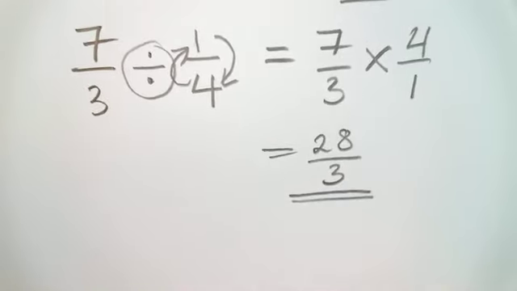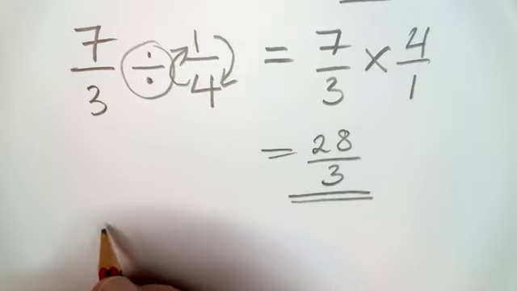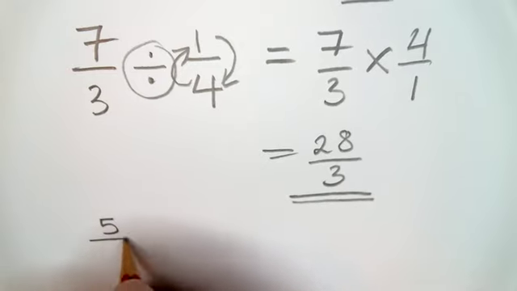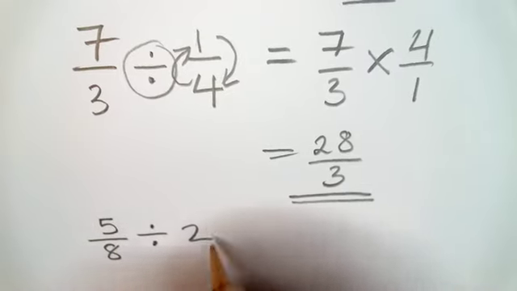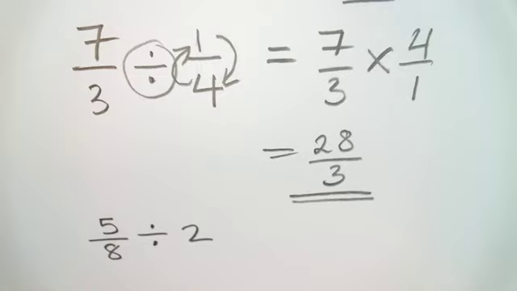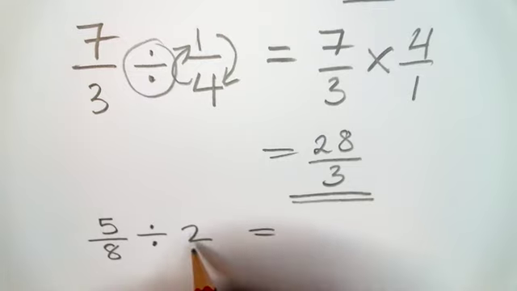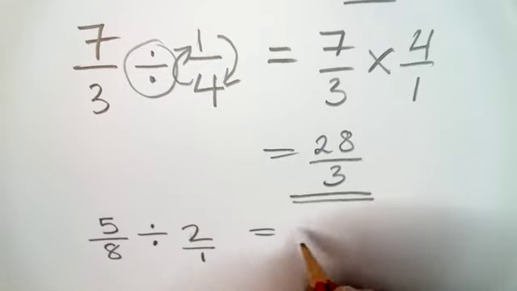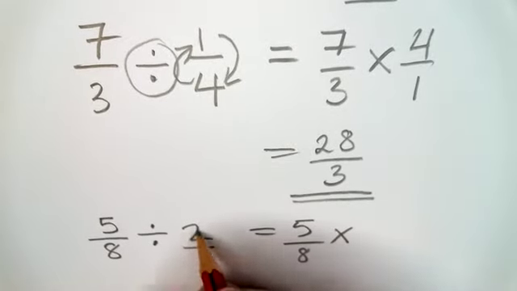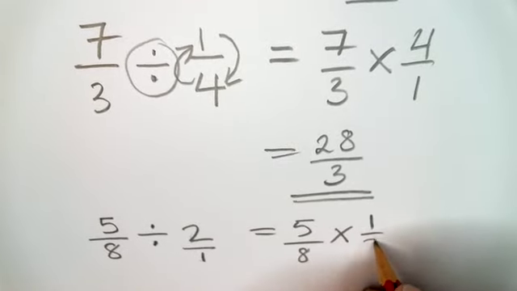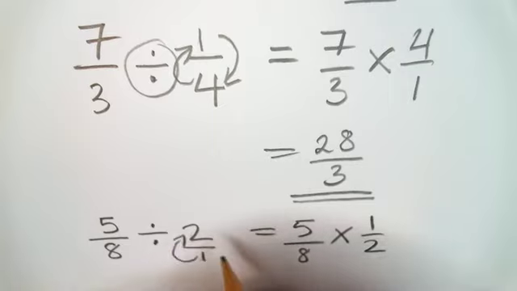Let's have a look at another one. Let's look at 5/8 divided by 2. Now, 5/8 divided by 2 is the same as saying, I'm going to turn this into a fraction, so 2 over 1 is 2. So I've got 5/8. Divide becomes times. 2 over 1 becomes 1 over 2. I just flip this up the other way.